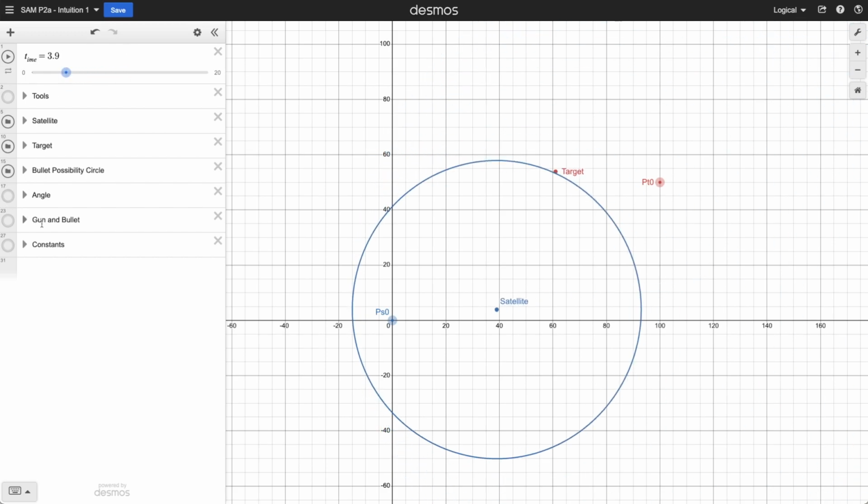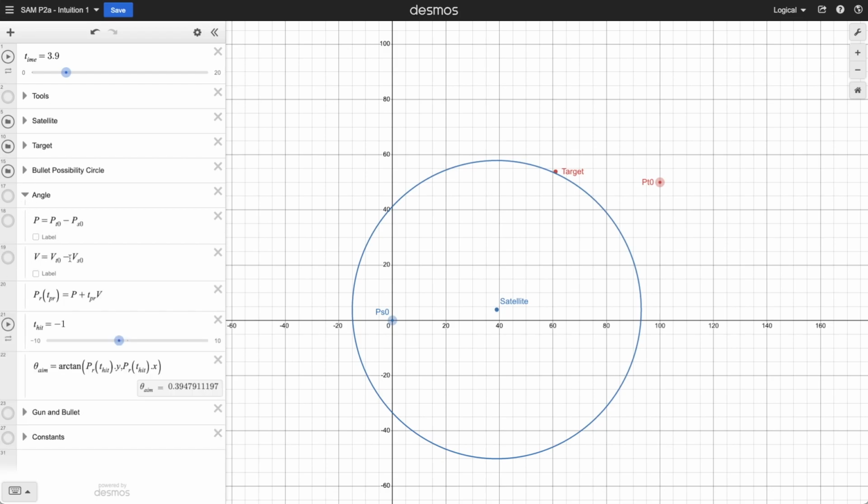Sticking with 3.9-ish seconds, we can then solve for the angle to hit the target. We need the relative position at time t for 3.9-ish seconds. To get this explicitly, I've set up p=pt0 minus ps0, and v=vt0 minus vs0. P and v are the relative position and velocity at time =0. We can then find pr, which is p plus tv. This is the relative position at time t. If we plug in our t, then we can take the arctan of pry and prx, and that's our angle to fire.